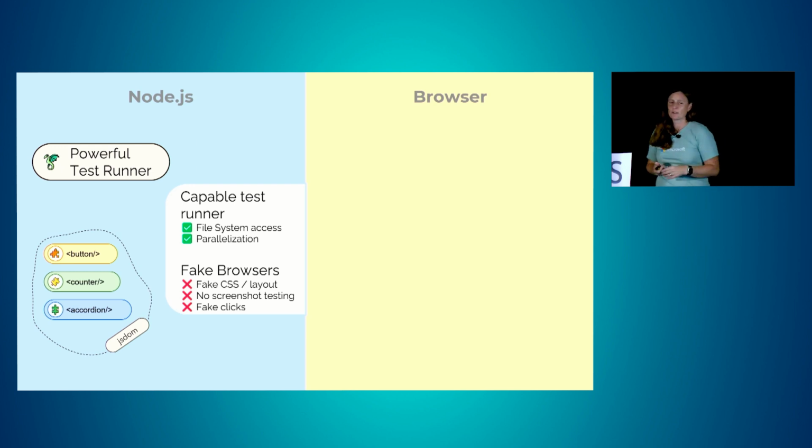So let's talk about powerful test runners. When we build powerful test runners, they're basically in Node, and our components are using JS DOM. So we've got a capable test runner, which gives us file system access and parallelization. But then we've got fake browsers, because in JS DOM we've got fake CSS layout, no screenshot testing, and emulated clicks. So that's one way test runners are built.